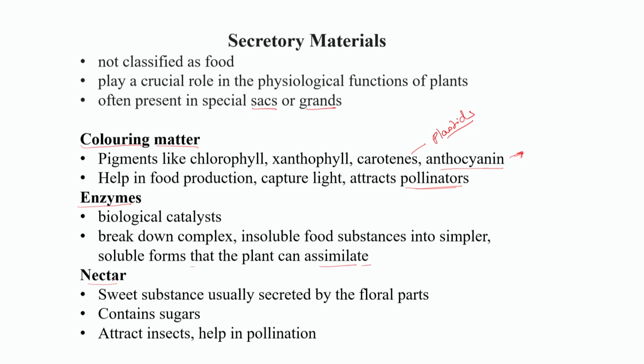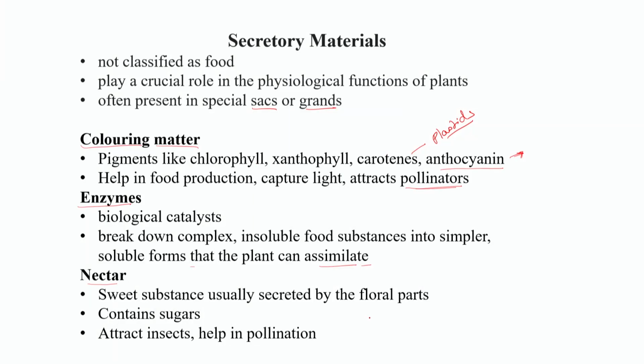Then nectar is also a very important secretory material, which is present in floral parts of the plant. The nectar is a sweet substance containing sugars like glucose and fructose, and it is synthesized by the plants and present in some nectar glands. It either comes out when the cell ruptures, and the nectar is taken up by insects, so they help in pollination.